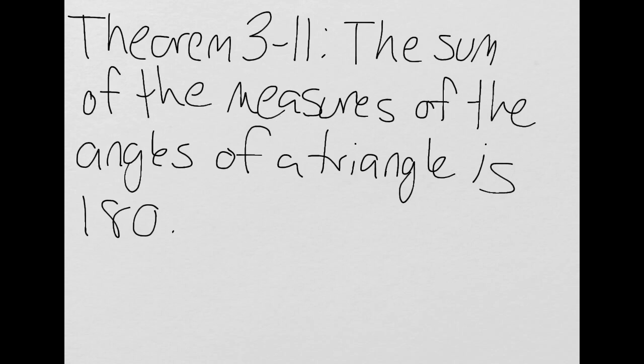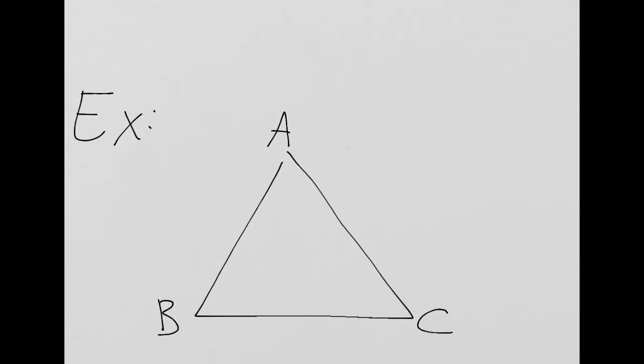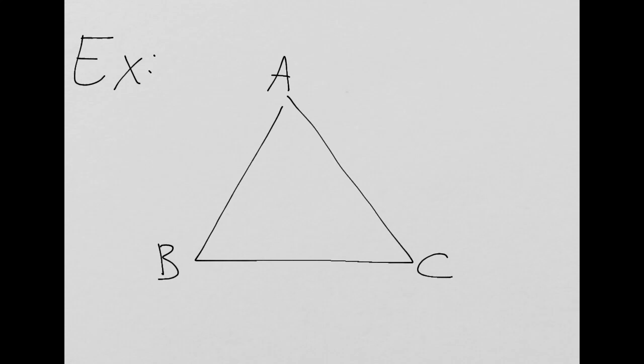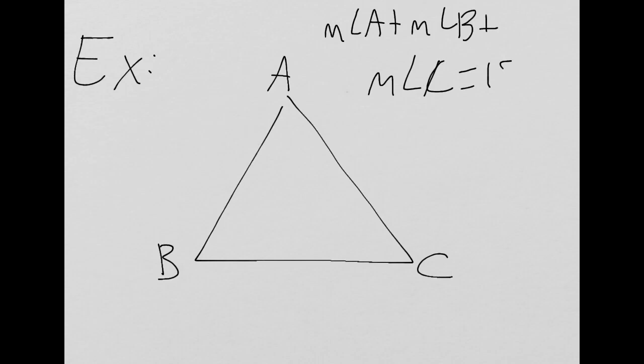Next up we have theorem 3-11. This one says the sum of the measures of the angles of a triangle is 180 degrees. So that means if I'm looking at triangle ABC here, then measure of angle A plus measure of angle B plus measure of angle C equals 180. Notice that I wrote out measure of angle, and measure of angle.